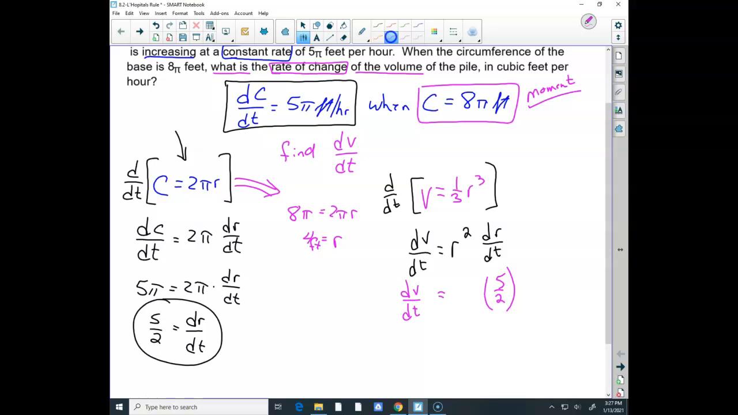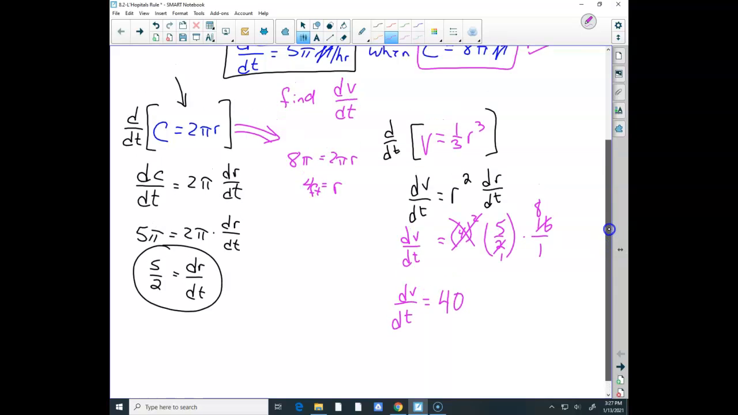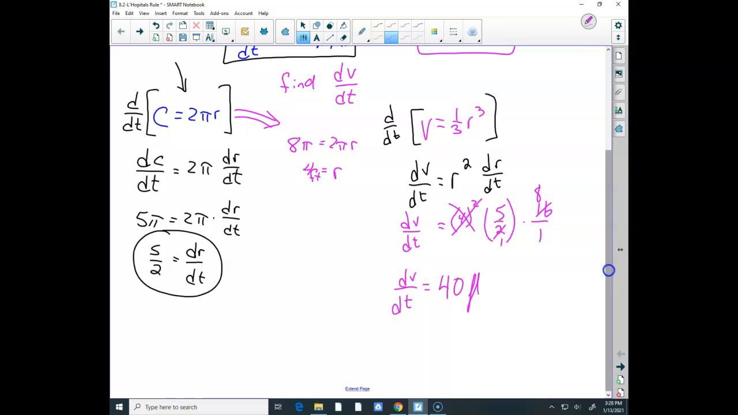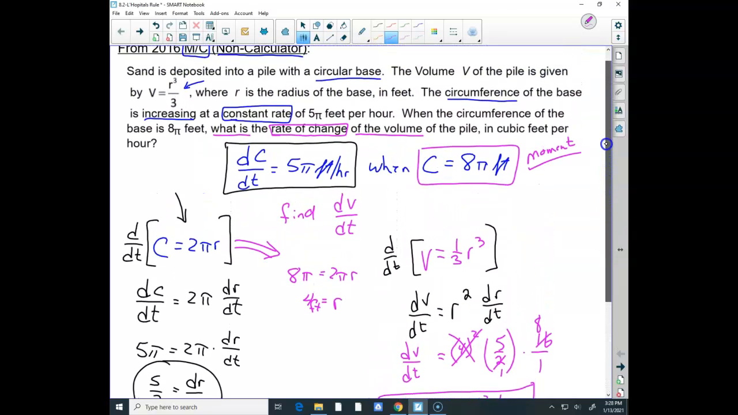So now that I know that's going to be 4 feet, I'm going to plug this over here, and I'm going to square it. And I'm going to come along, and I'm going to say, hey, dV/dt equals, well, I'm going to rewrite that as times 16 over 1, and I can reduce that and say that's going to be 40 pi. And because it's a rate of change of volume, it's going to be feet cubed per hour. Okay? Feet cubed per hour. And that's how I would have to find dV/dt. It's just a little different spin, okay, on the problem.